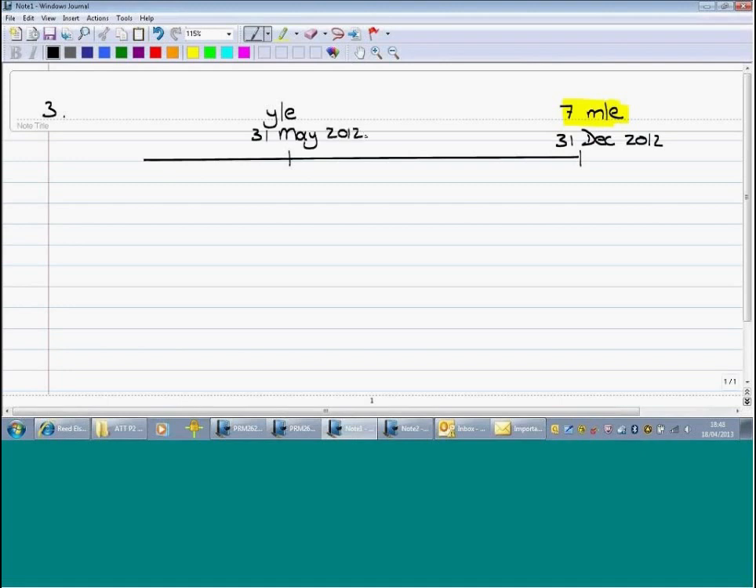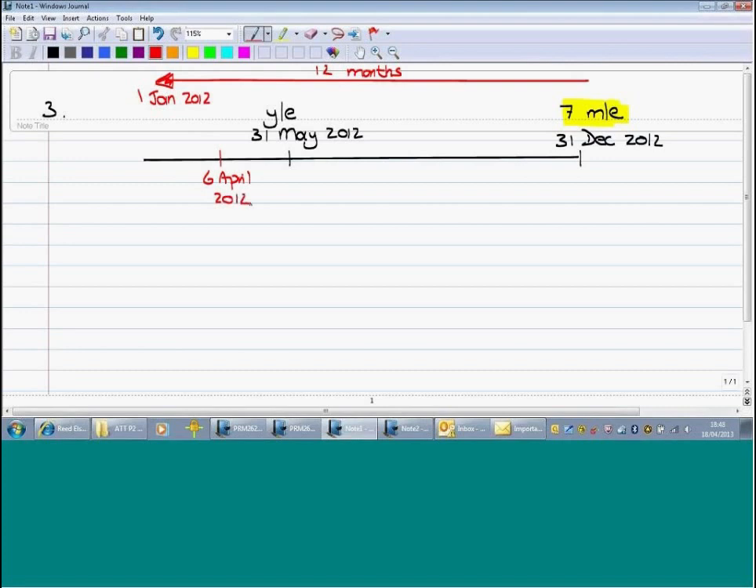Now, to calculate your terminal loss, remember, it's the loss of the final 12 months of trade. So starting at the 31st of December 2012, I'm going to go back in time 12 months. And that's going to take me back to the 1st of January 2012. Now, in that final 12-month period, I need to identify where does the 6th of April fall. Somewhere here. It doesn't have to be an exact representation. So it will be the 6th of April 2012 in this case.